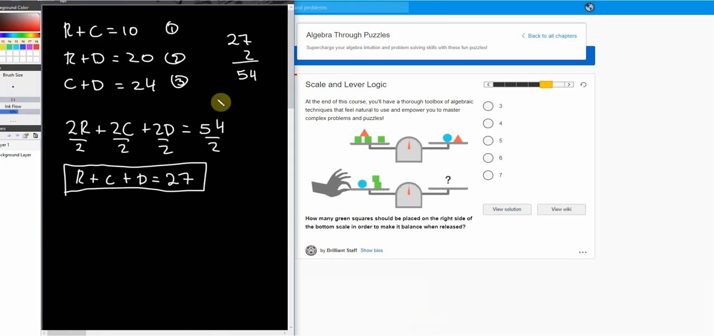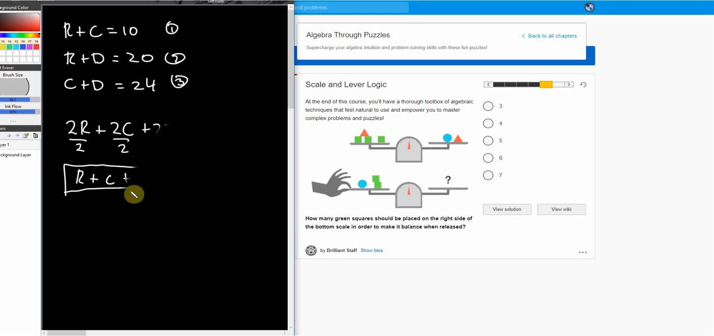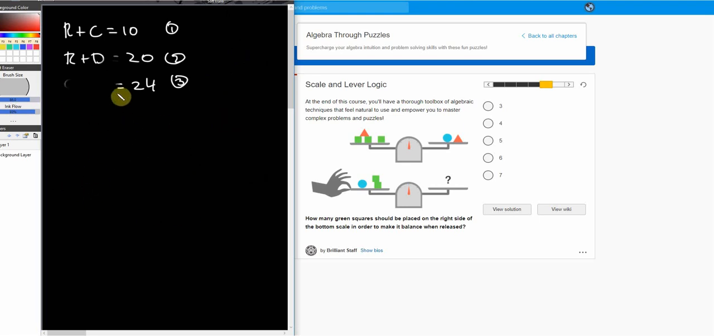This one looks interesting. It says, okay, scale and lever logic. At the end of this course, you'll have a thorough toolbox of algebraic techniques, blah blah blah. No, that's not the actual problem. So the question is, how many green squares should be placed on the right side of the bottom scale in order to make it balance when released?